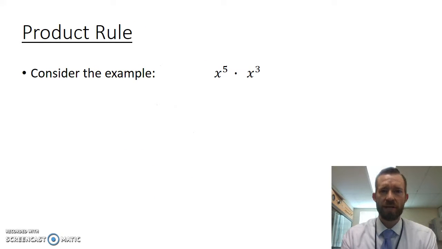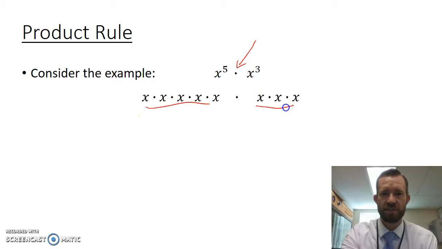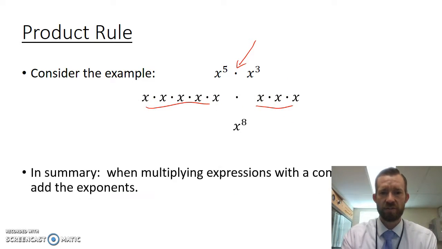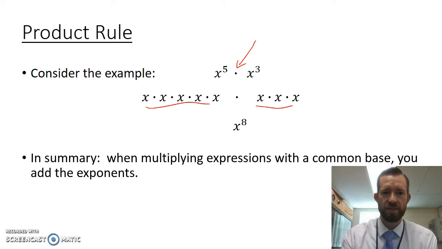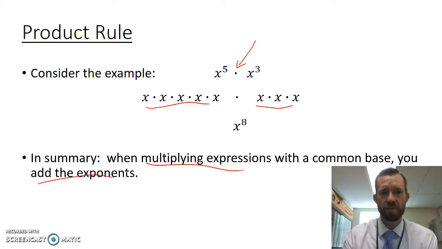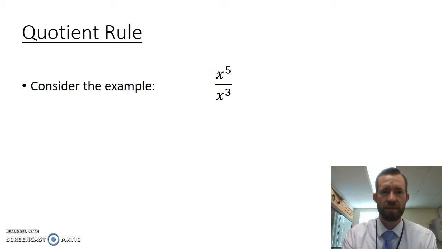When we talk about what the product rule is, product means multiplication, so you're multiplying two things together. Well, by definition, x to the fifth means there's 5 x's, and x to the third means there's 3. So that means 8 x's altogether. So really, in summary, anytime you're multiplying expressions with a common base, you add the exponents. And so that's what the product rule is, right there at the top. Multiply anything with a common base, notice it's x and x, then we can add the exponents, a plus b.